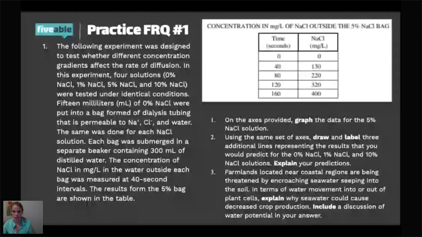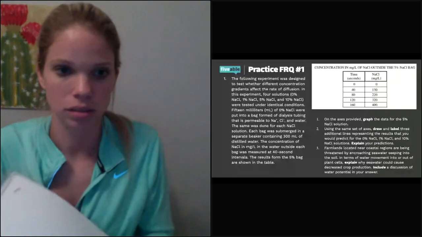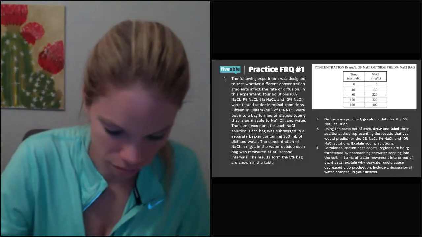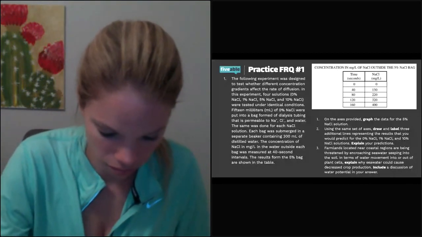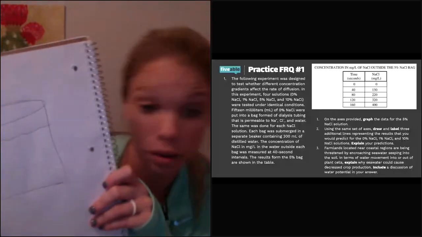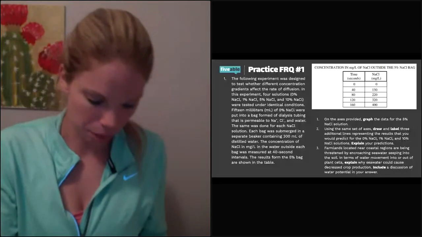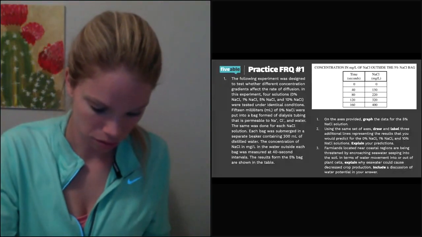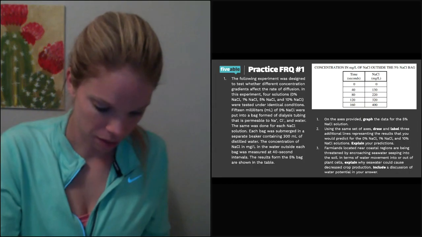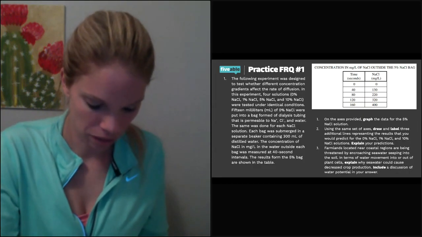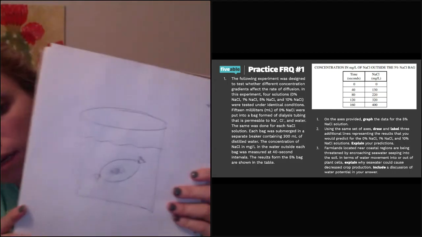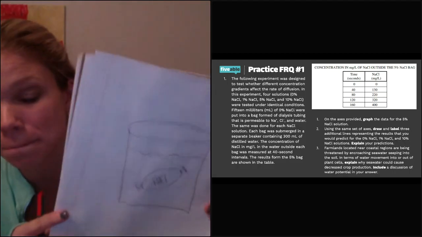I'm going to make this small for a moment because I want to draw a picture. So here's how I think of it. You've got a beaker. The beaker's full of water. In that beaker, you have this little baggie filled with NaCl. So you've got a baggie filled with NaCl in this beaker of water.